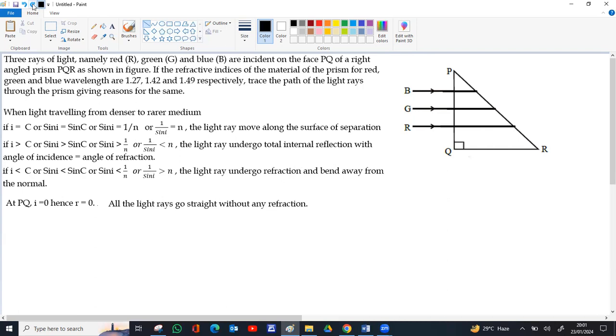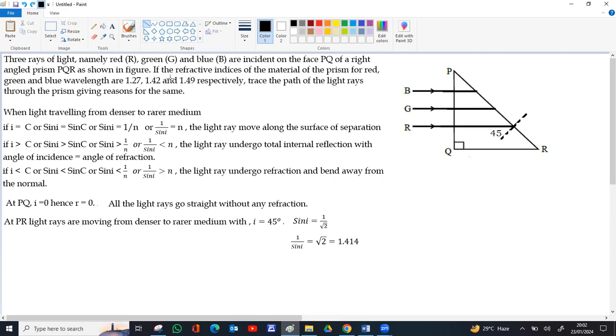So draw the normal. Once you draw the normal, this is 45, this is 90, so this is also 90, this is 45, this angle also will be 45, this is the normal, so this angle is again 45. So the angle of incidence on PR is 45. So sin I will be 1 by root 2. 1 by sin I will be root 2, which is 1.414.